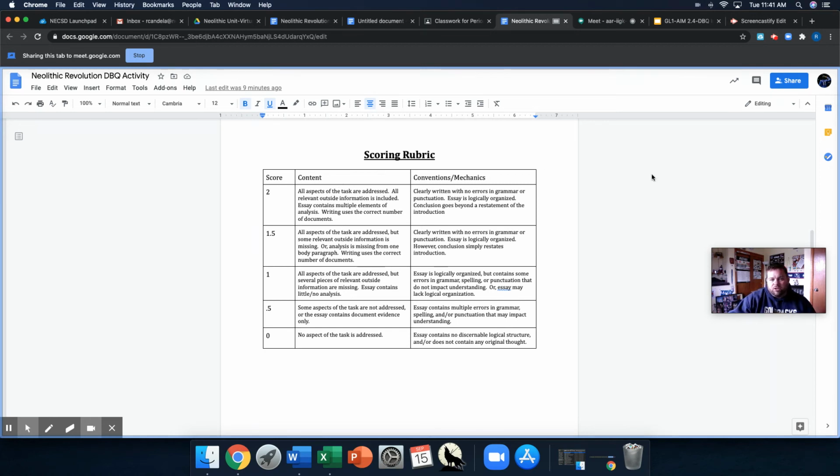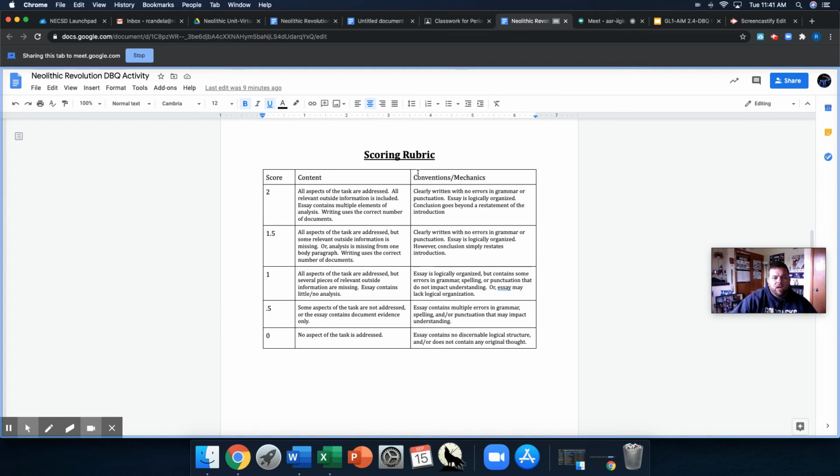Content is essentially what is contained in the essay. What is the information that you're working with? What kind of information are you presenting? Is it document evidence? Is it outside information? Is it analysis? Are you including all of these things that you're talking about? Are you addressing all aspects of the task? Okay. This is how we kind of factor into that.